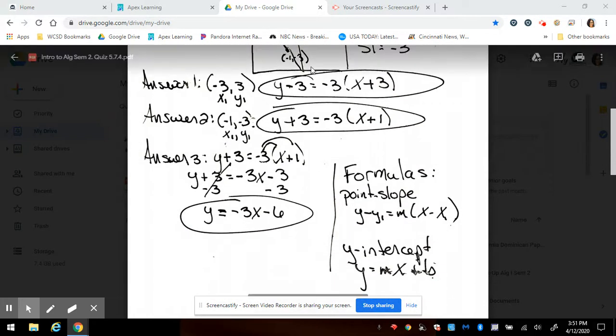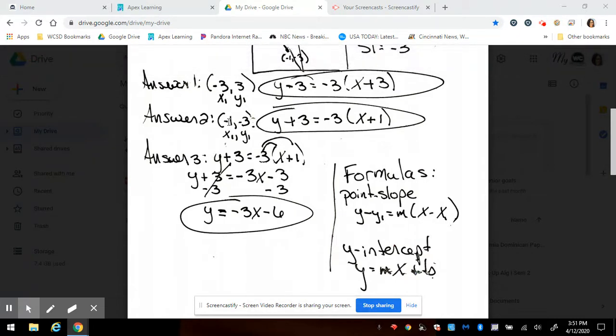So if we take our first point, -3, 3, we break it into x1 and y1, and then we substitute those into our formula, then that's going to give us y minus 3 equals a -3 parenthesis x plus 3 parenthesis. For your second answer, if we take that second point, which is a -1, -3, and make that an x1, y1, that'll give us y plus 3.